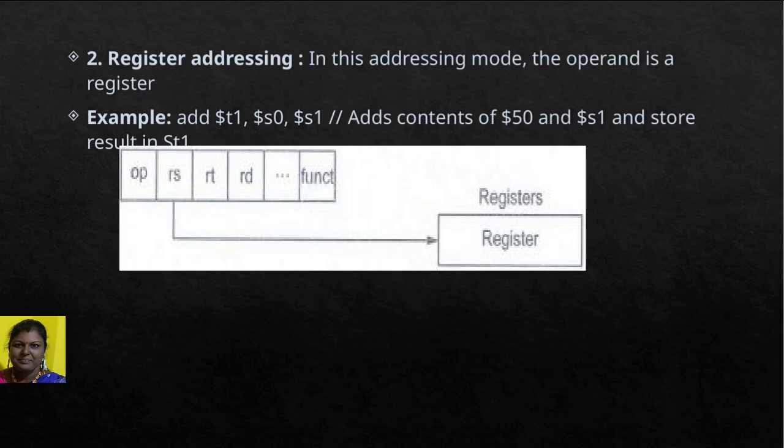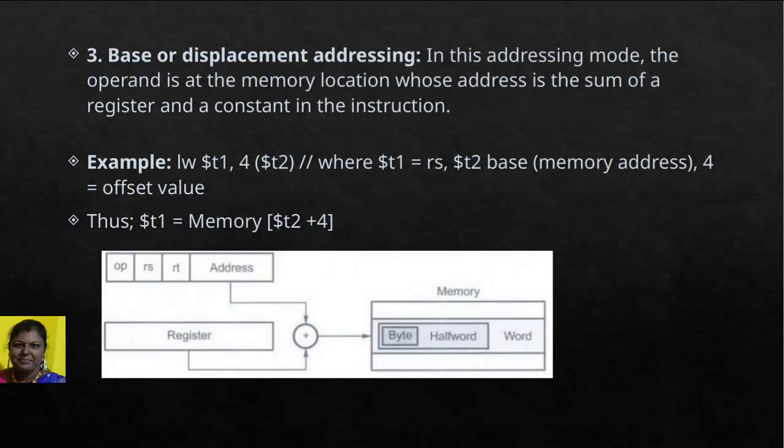Next, let's look at base or displacement addressing. Here, the operand's location in memory is found by adding a constant value, called an offset, to the address stored in a register. For example, if we have an instruction like load word, with T2 as the base register and 4 as the offset, the effective address is T2 plus 4. The data at that combined address is then loaded into T1. It's a simple but powerful way to access memory relative to a base location.